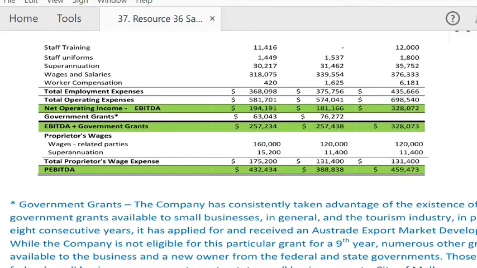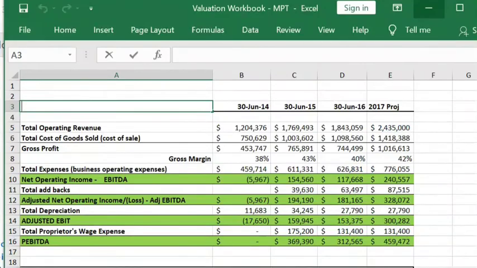Let's go and have a look at that valuation tool now. Okay, so we're looking now at the valuation tool that Alan used to value my business. The valuation workbook, as you can see, is just an Excel spreadsheet. Now let's have a look at a couple of the features. So you can see the first thing here is the income for 2014: operating revenue 1.2 million, cost of sales 750,000, and the gross profit. The gross profit margin there is a little lower than I ideally would have liked.